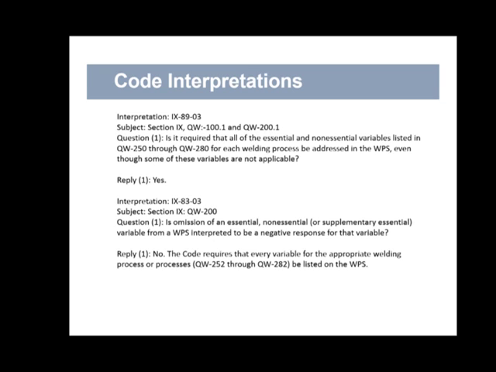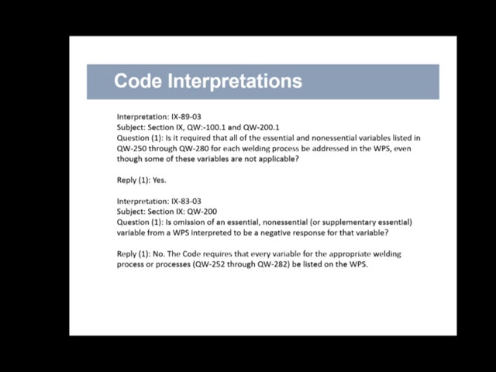Interpretation 98303 is omission of an essential, non-essential, or supplementary essential variable from a WPS interpreted to be negative response for that variable? No, the code requires that every variable for the appropriate welding process or processes, QW252 through QW282, be listed on the WPS. That means you have to address it.